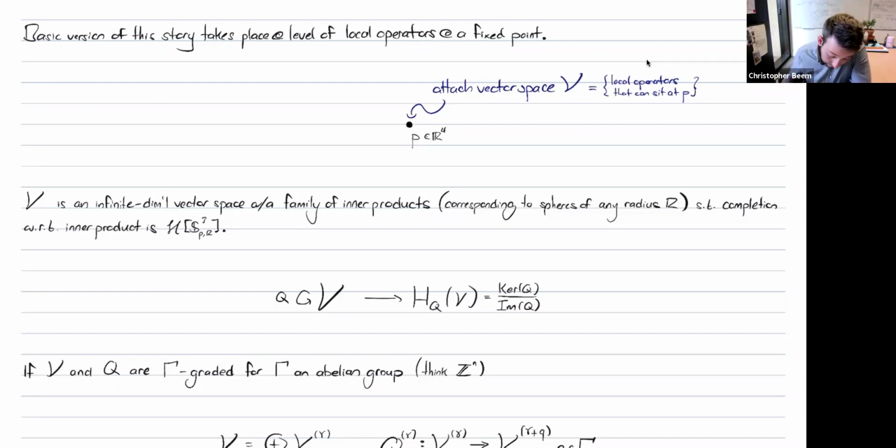It's first of all always infinite dimensional, and then it has some sort of inner product. It actually has a family of inner products because you can try to draw a sphere around your point at different radii. Different spheres will give you different inner products that are related by some similarity transform. And then the Hilbert space is some sort of completion of your infinite dimensional vector space of operators at the point with respect to that inner product.